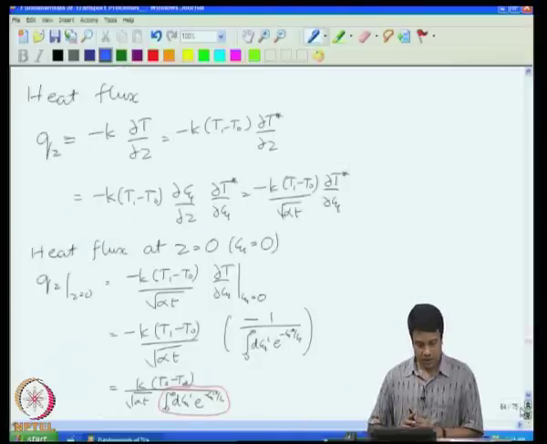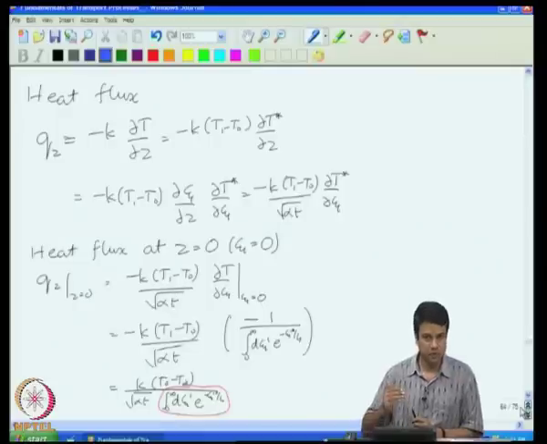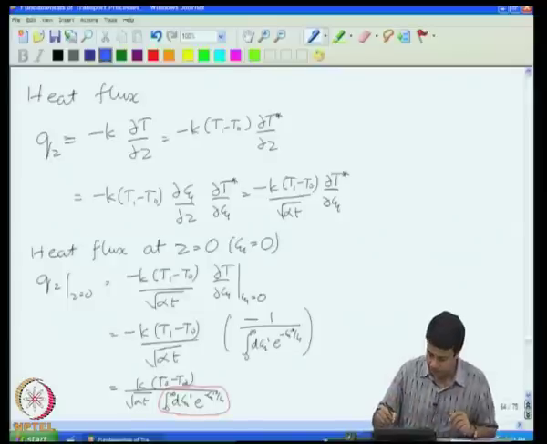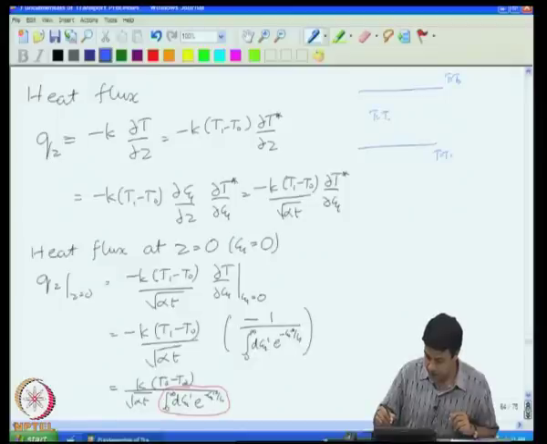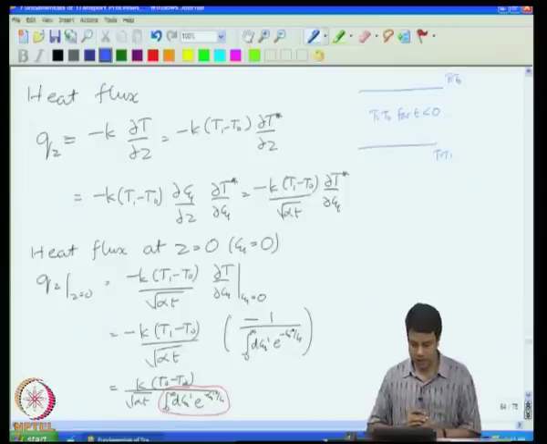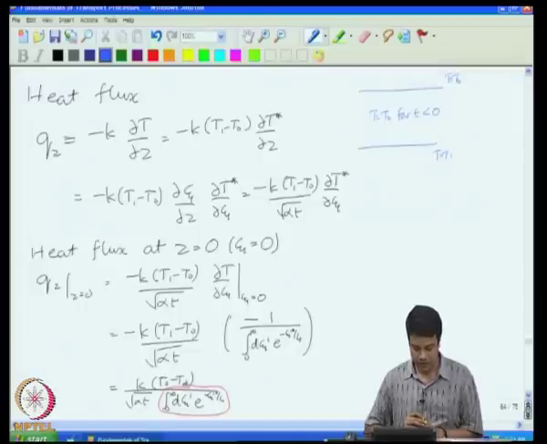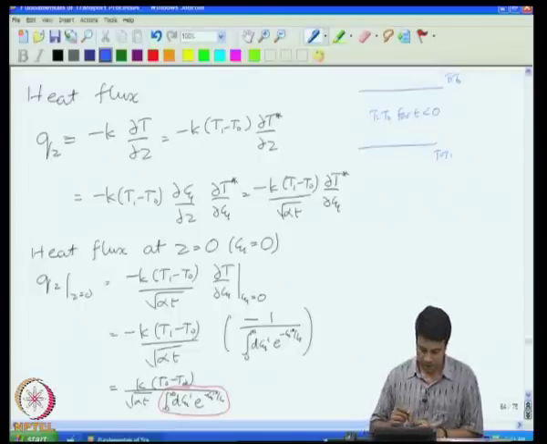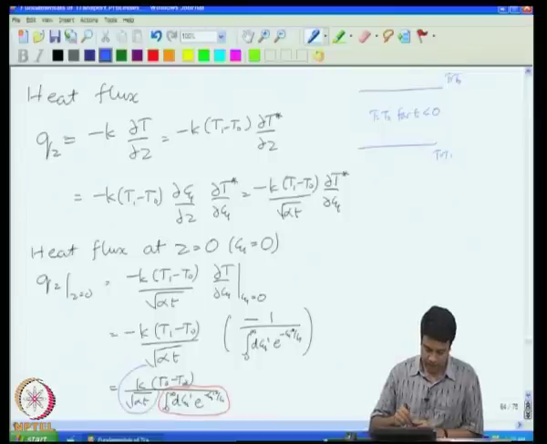This is easily extended to heat transfer problems. I have T1 at the bottom, and a domain in which T is equal to T naught, and T is equal to T1. And T is equal to T naught everywhere for time t less than 0. This is the exact analogous heat transfer problem, and you get the exact analogous solution. You can actually get the flux as a function of time, and you can see that the flux goes as 1 over square root of alpha t.